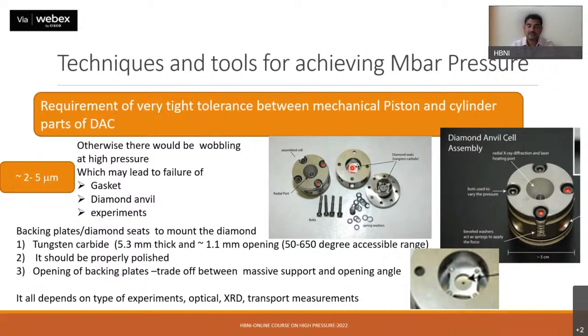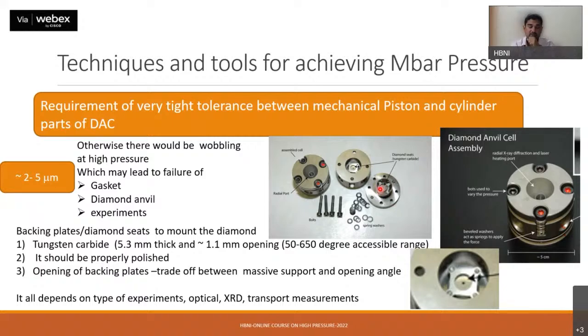But at very high pressures, what happens? They start wobbling. So ideally, to go to very high pressure, if you want to achieve really good pressure, you need to have very good machining of these two parts. So you need very tight tolerances in terms of engineering drawings, like the clearance between this inner diameter and this outer diameter of the protruded portion of the piston.